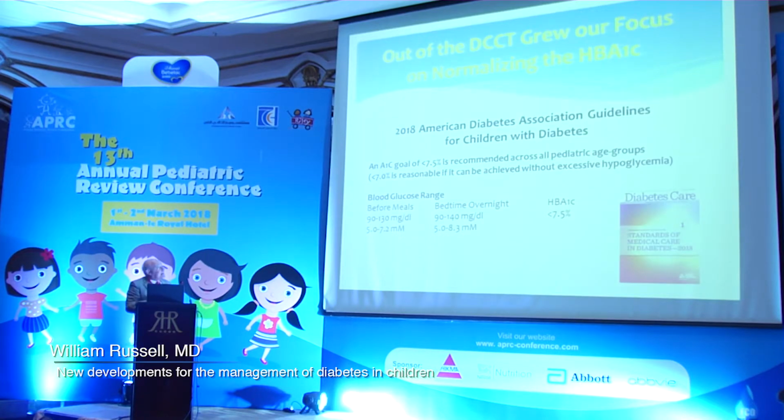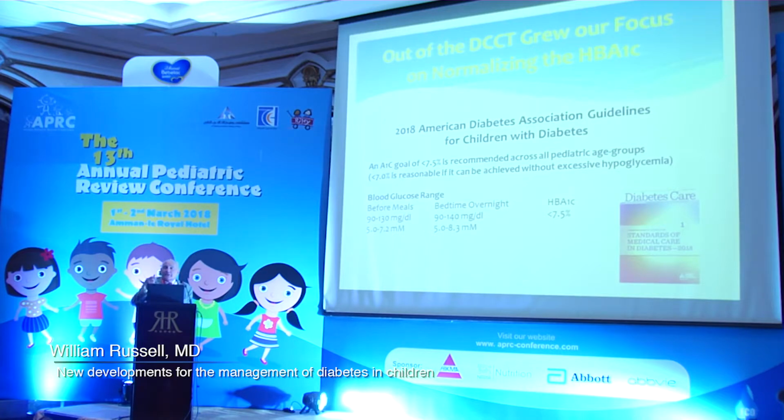So what are we expecting in children? The American Diabetes Association just recently redefined the criteria. It used to be that in younger children, we wanted the hemoglobin A1c to be below 8% and 7.5% for older children. Right now, the goal is less than 7.5% for all age groups. Now, if you can do better than that, it's encouraged, but without excessive hypoglycemia.